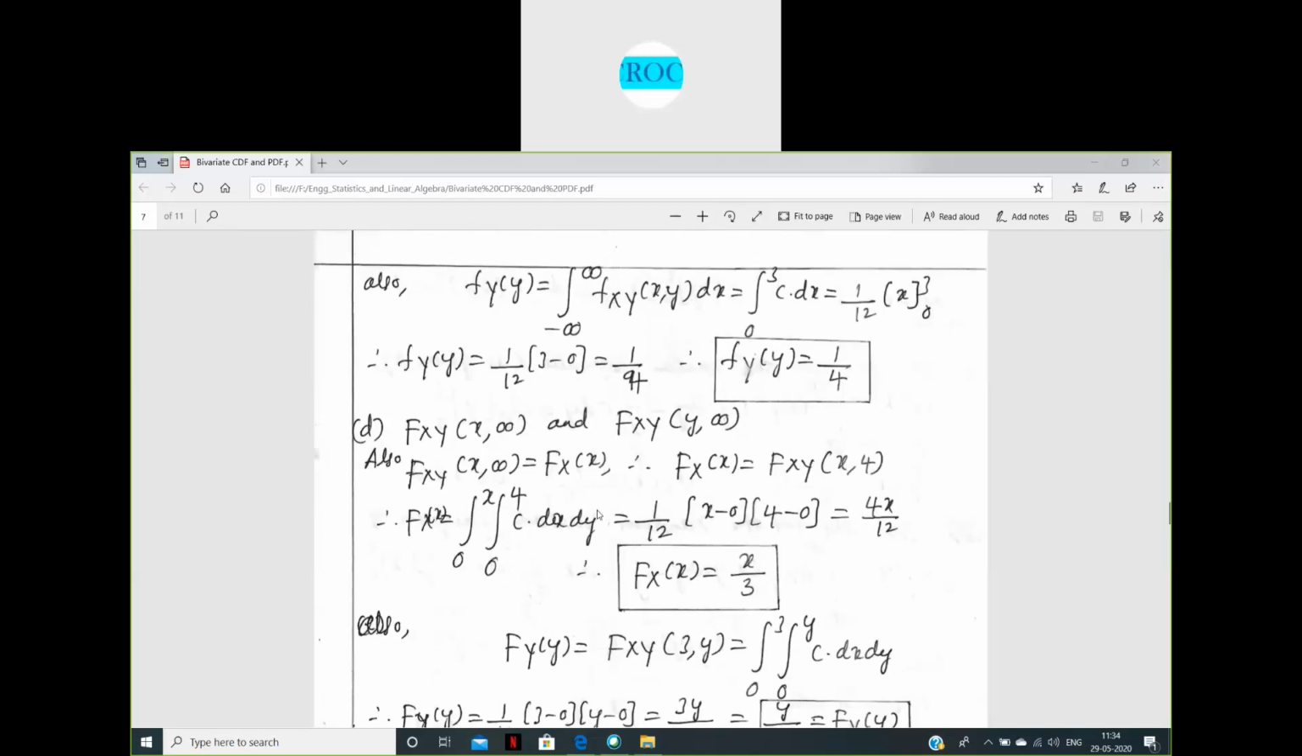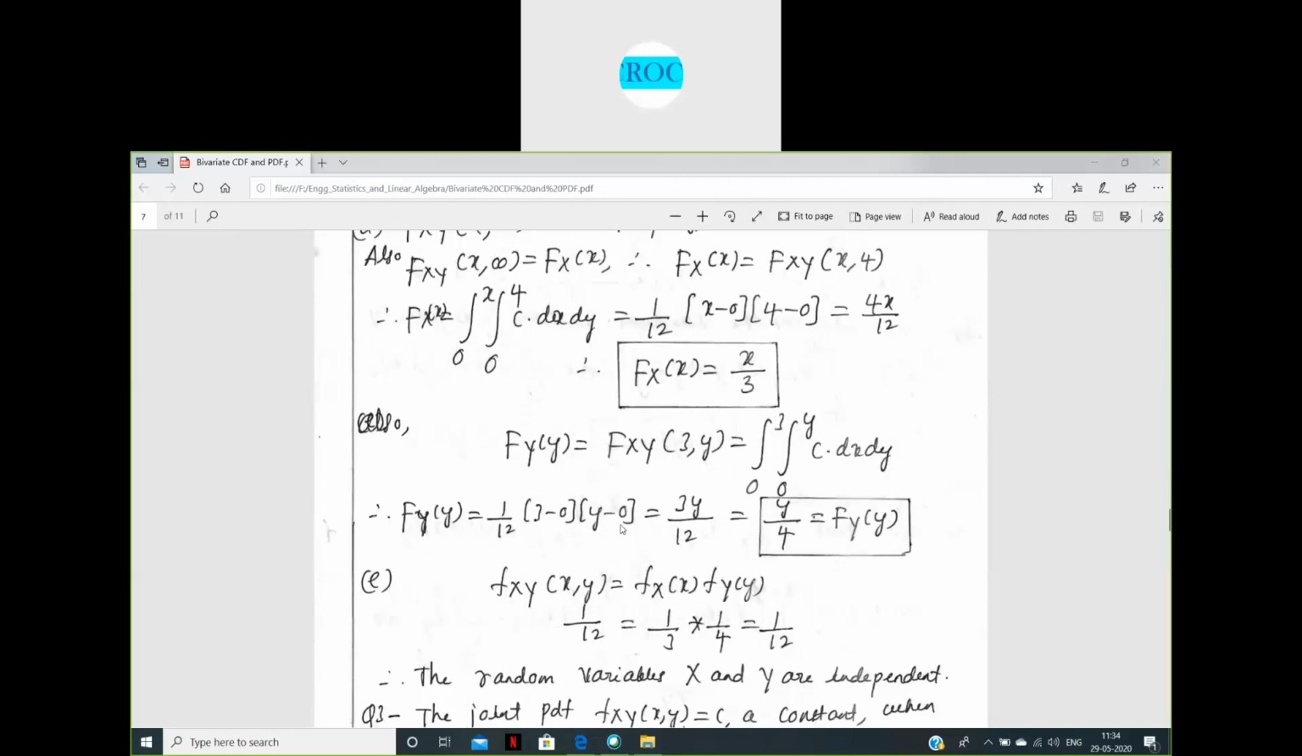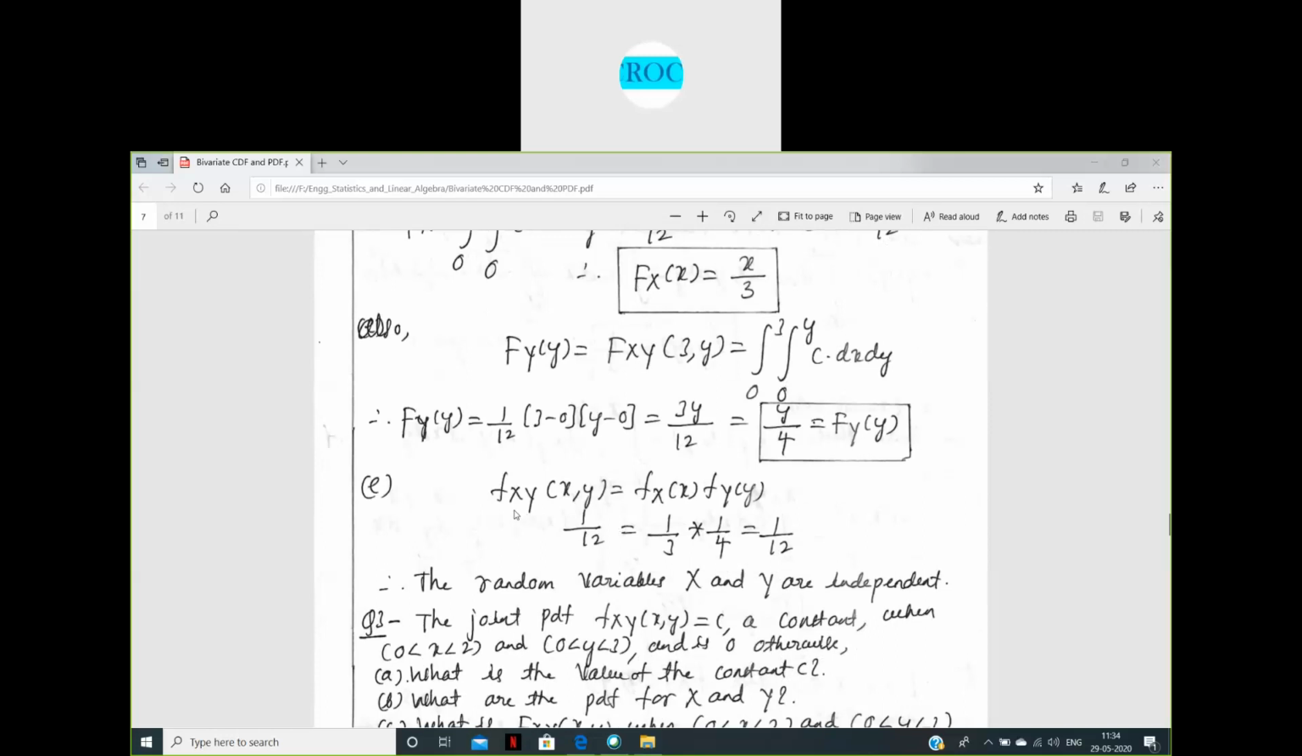Next, E, what we need to calculate is whether these two random variables x and y are independent or not. Now how do you do this one? Use this formula: fXY of x comma y is equal to fX of x times fY of y. We know this value is equal to 1 by 12, and the PDF for x is 1 by 3, the PDF for y is 1 by 4. 1 by 3 into 1 by 4 will be 1 by 12. Since this equation is satisfied, we say that the random variables x and y are independent.